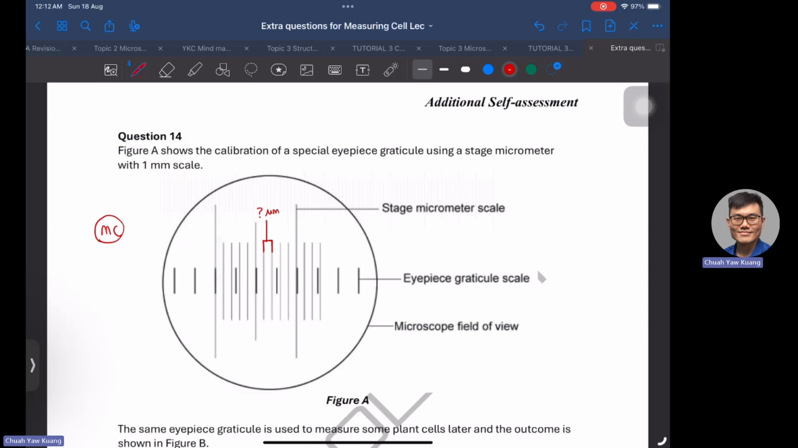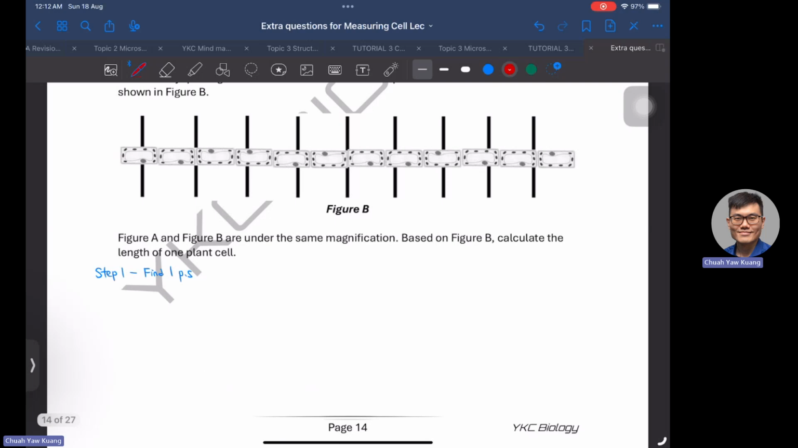From the question, we see that they are using a stage micrometer that is 1 mm scale. The question does not state that the stage micrometer is special or has a total number of how many divisions, right? So that means this stage micrometer is a normal one with 1 mm scale. Based on this, we can write that 100 pitch on the stage micrometer is equal to 1 mm, because all normal stage micrometers will always have 100 pitch.